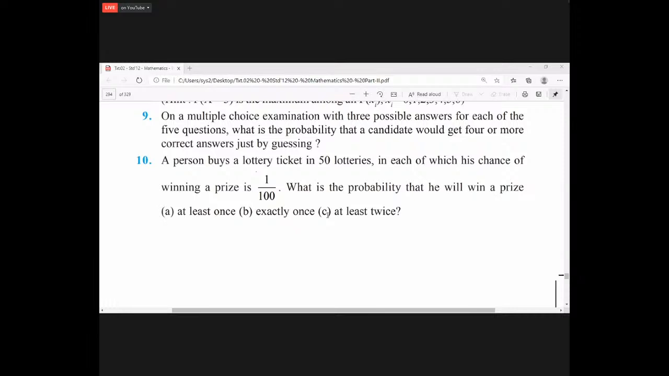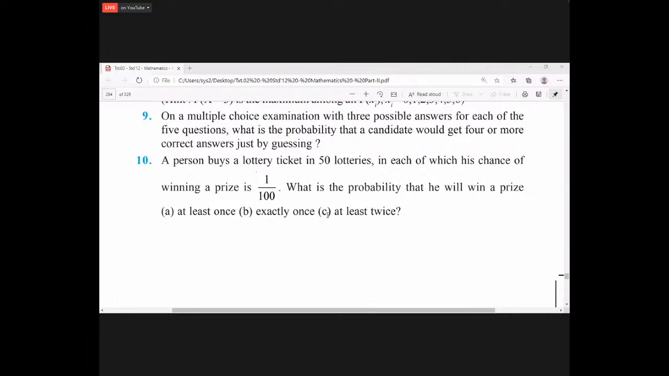1 minus P of x is equal to 0 is nothing but 50 C naught into q to the power of 50, that is 99 by 100 to the power of 50, into p to the power of 0. That means you are going to get 1 minus 50 C naught, whose value is 1, times 99 by 100 whole to the power of 50 is the answer, right?